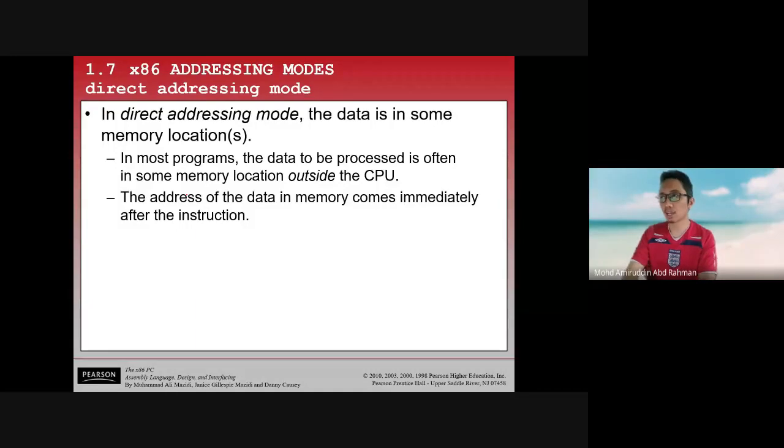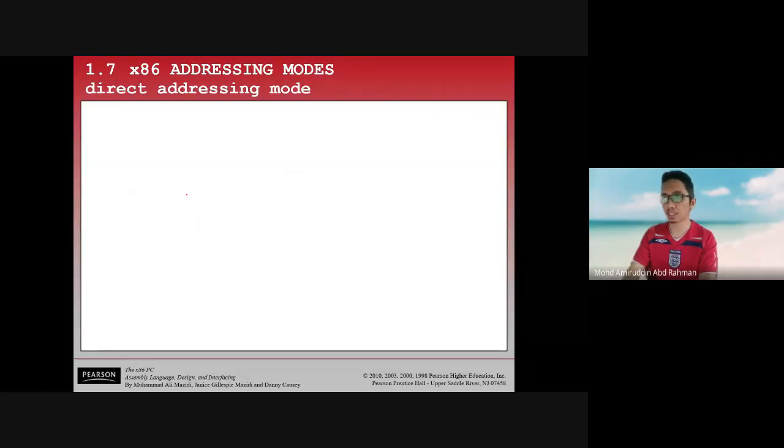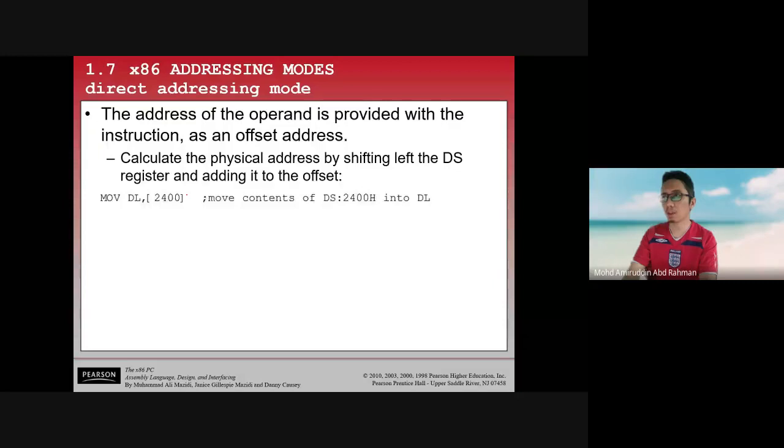The address of the data in memory comes immediately after the instruction, so we must have the address of the data. The address of the operand is provided with the instruction as an offset address. We need to calculate the physical address by shifting the DS register left and adding it to the offset.